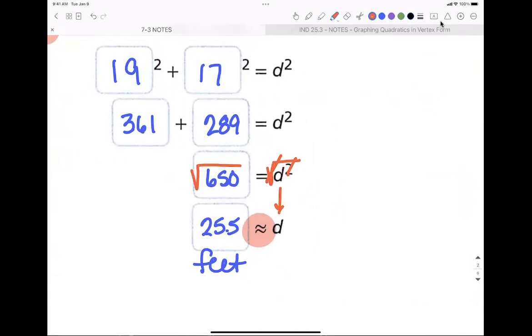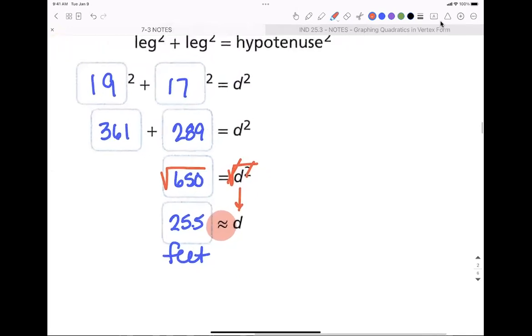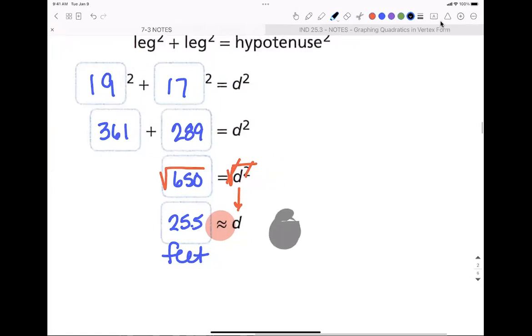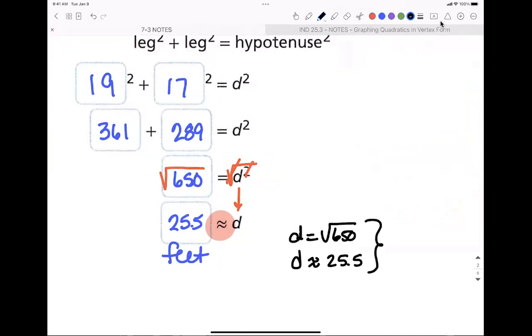If it asks for the exact answer, and this one doesn't, but if it ever says, what is the exact answer, don't round it. You would just say that D equals the square root of 650, and you wouldn't reduce it. But we know that when you put that in your calculator, you get this. Those both are the same answer. One is just rounded and one is exact. Either way, we've solved for D.